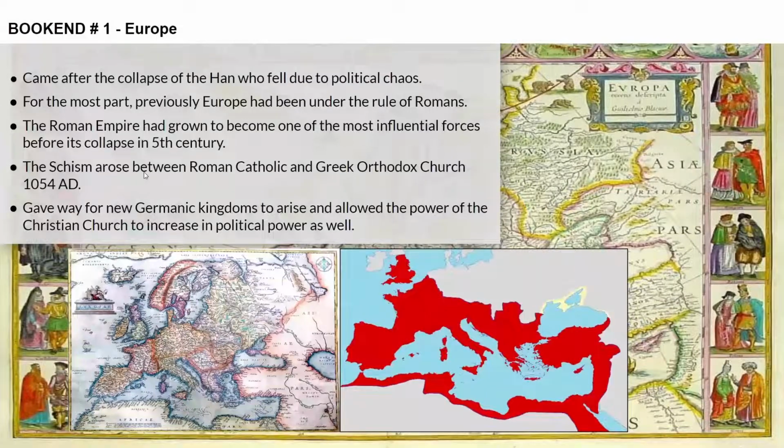The Great Schism arose between the Roman Catholic and the Greek Orthodox Church in 1054 AD, which gave way for new Germanic kingdoms to arise and allowed the power of the Christian Church to increase in political power.